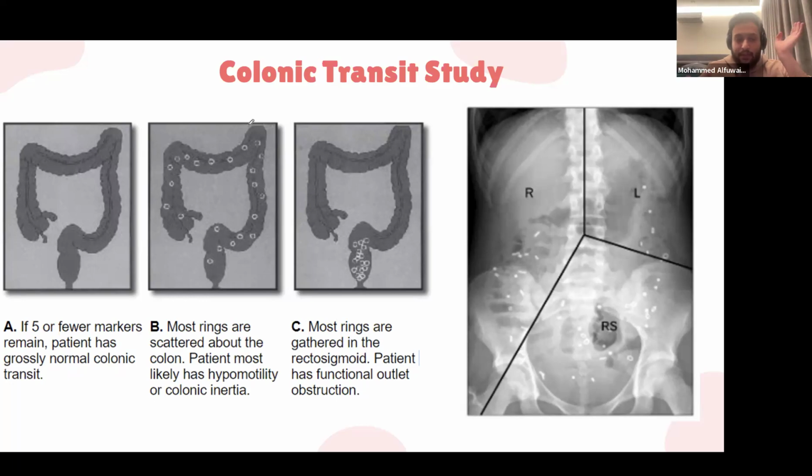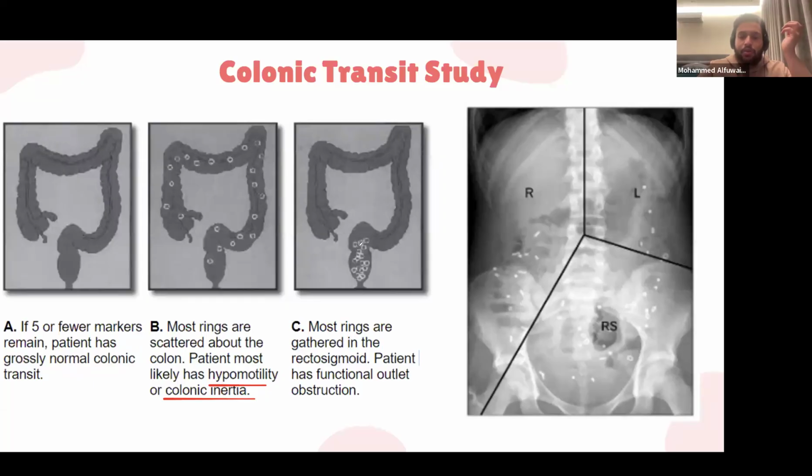Okay. Is this clear? If there's more than 20% of rings present at day 5, this is diagnostic of constipation. For the two causes, you have this, which has hypomotility or colonic inertia due to any number of causes, such as hypocalcemia, hypothyroidism, and so on. It's because the motility of the bowel is slow, okay? So the rings will be all over the place.